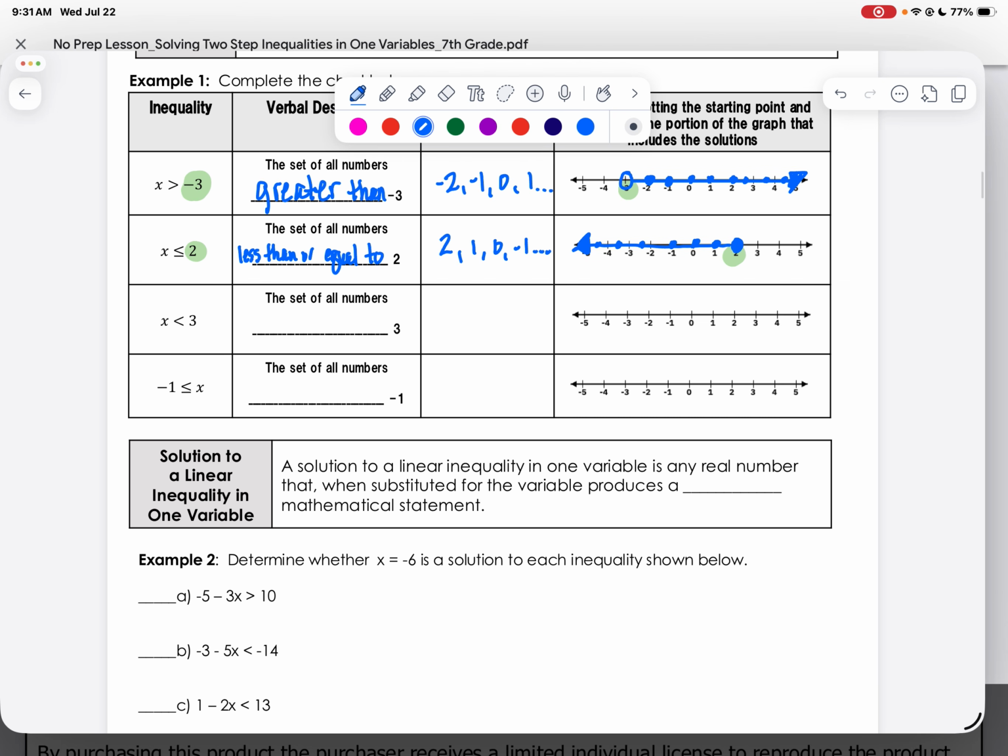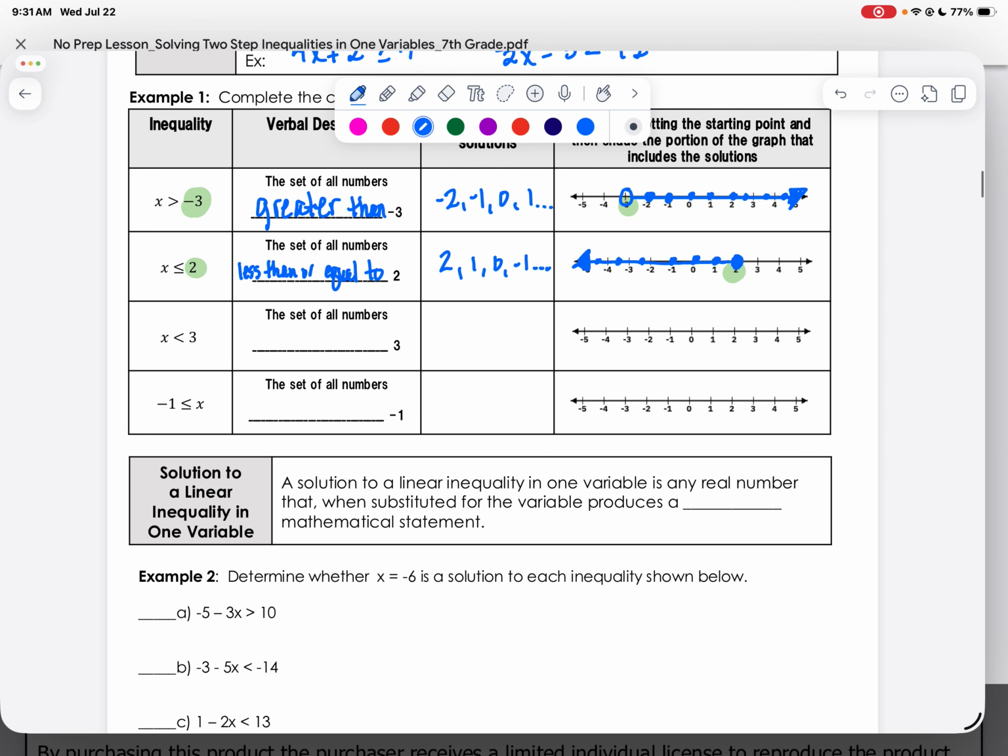All right, our next inequality, the verbal description would be the set of all numbers that are less than 3. So here's 3 on our number line. Okay. I want to list some solutions of numbers that are less than 3. So because 3 is not included in the solution, I could say 2, 1, 0, -1, and so on.